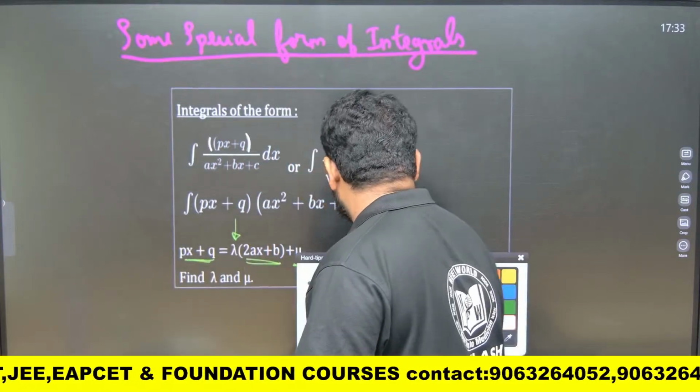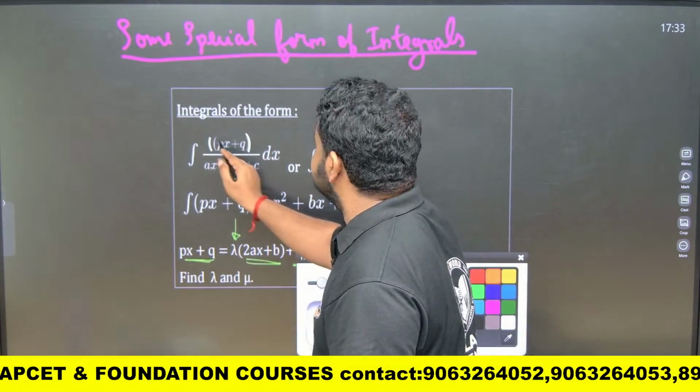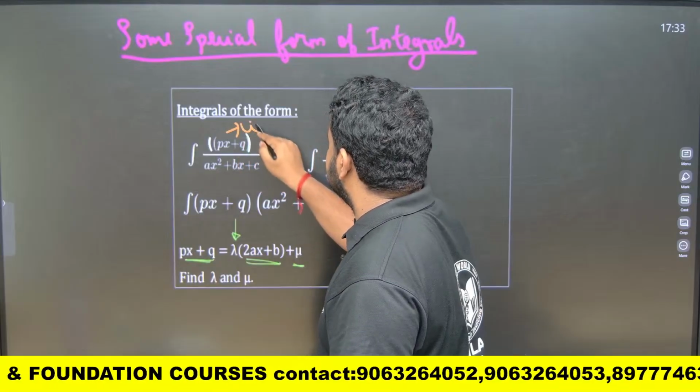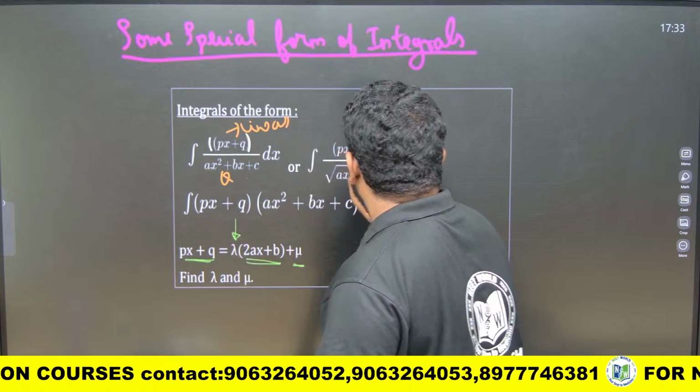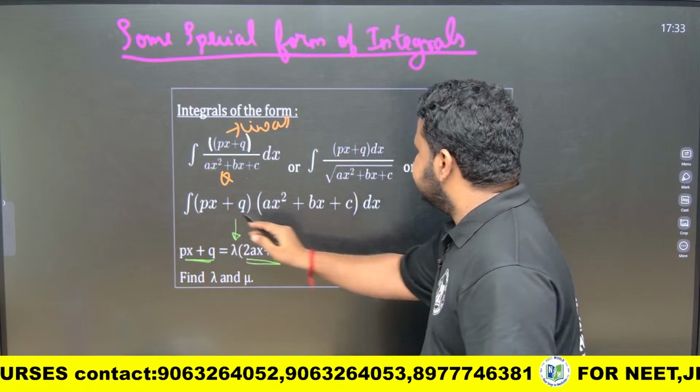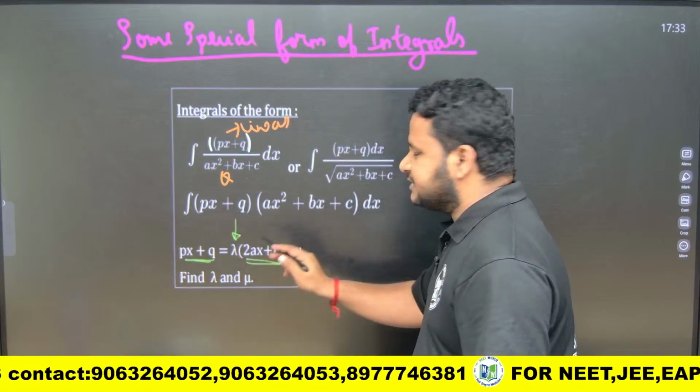Okay, let me use another color. Here px plus q represents what? Linear. Okay, this is linear. This is what? Quadratic. So linear by quadratic, linear by square root of quadratic. This is linear into quadratic. For such forms, how to do?